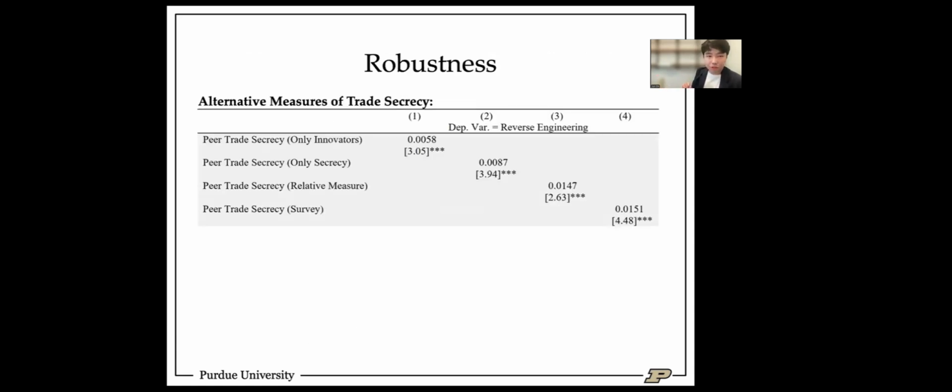We do a bunch of robustness. For time purposes, I want to just emphasize one measure here, which is related to the survey, which is going to be simply an industry-level survey that provides some level of comfort in terms of the fact that our measure of trade secrecy also survives when we use a more direct measure, which is a survey-based measure asking the companies whether they rely on trade secrecy.